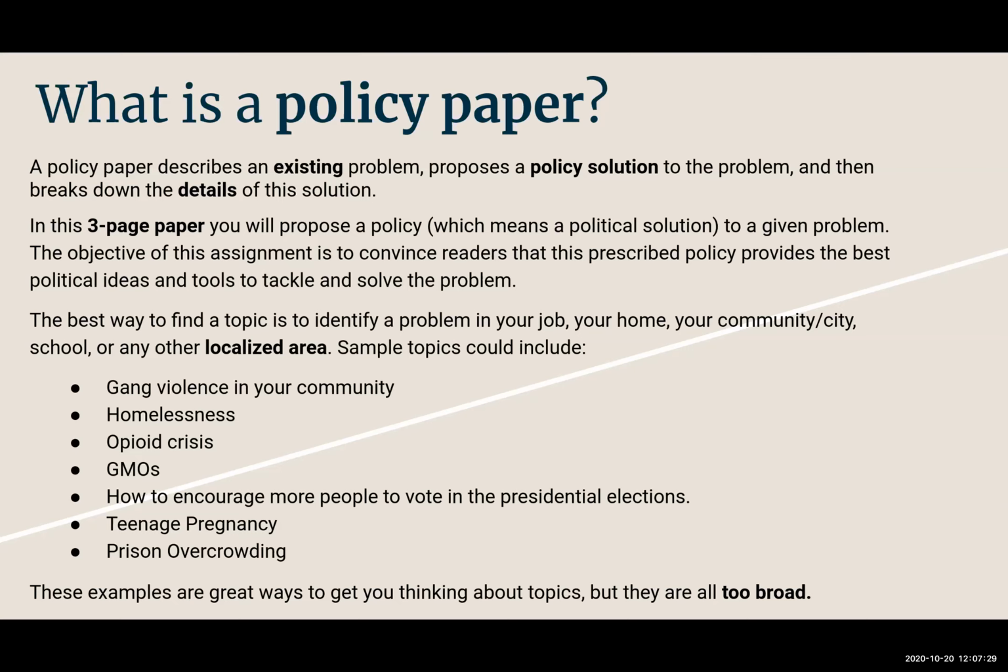So it needs to somehow make its way through a policy making body. And that doesn't have to be the US Congress. It can be the California State Legislature. It could be the LA City Council. It could be your neighborhood council. It could be your school board. It just needs to make its way through some kind of decision maker. And then the paper breaks down the details of the solution. So you're going to see on the next slide exactly what this paper needs to include.